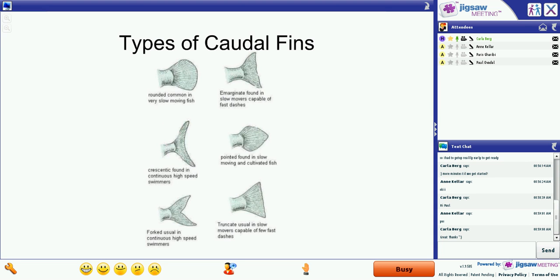And the type of tail or the type of caudal fin that a fish has makes a big difference in how it can swim. So go ahead and take a minute and read the captions underneath each of these fins, please.